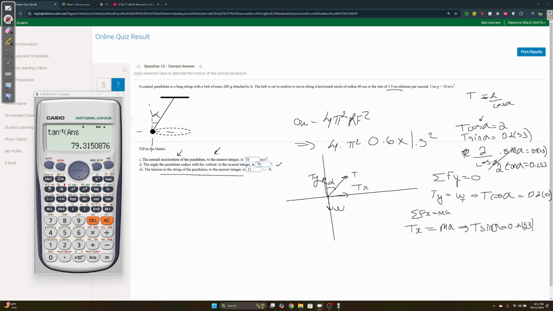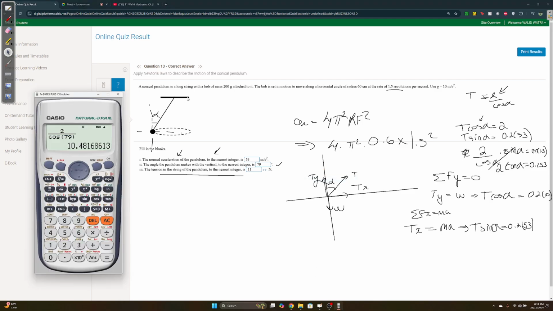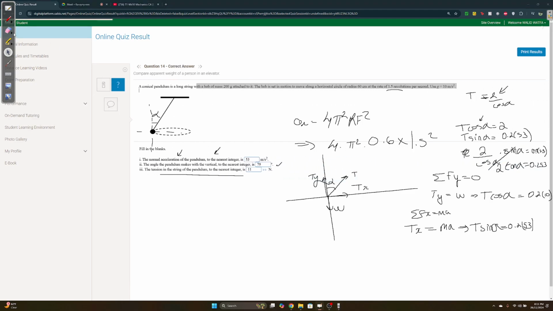Now you can find the tension. We know that tension is equal to 2 over cosine alpha. So T is equal to 2 divided by cosine of what I just got, 2 divided by cosine 79. I need to put the brackets. 10.4, to the nearest integer, 10, right? Okay. Question 14.